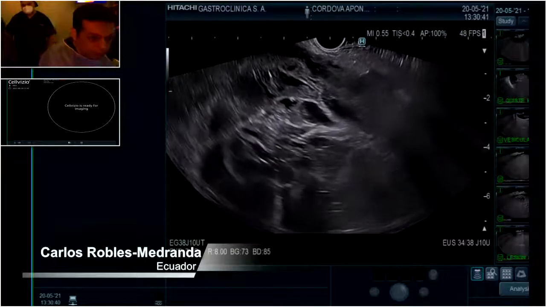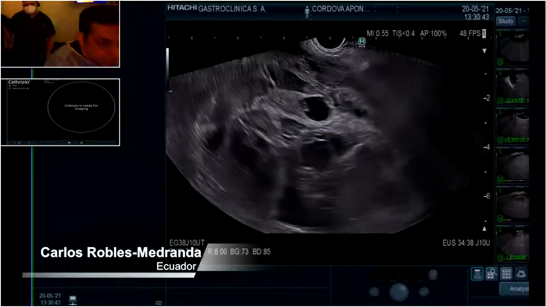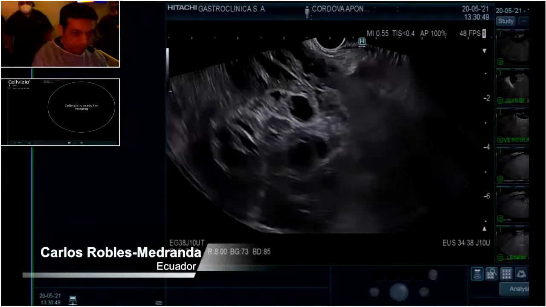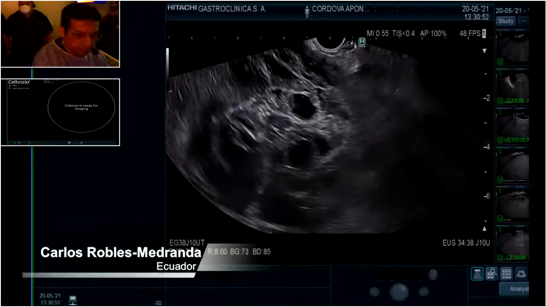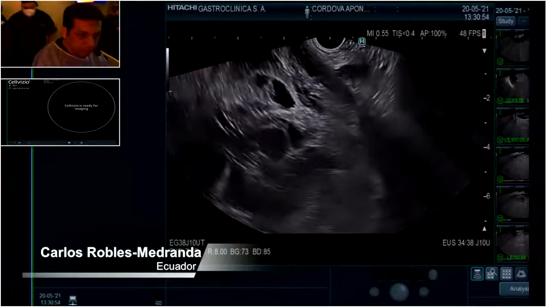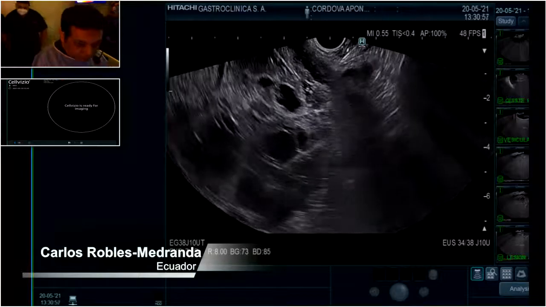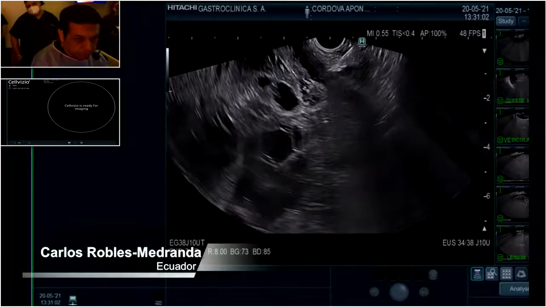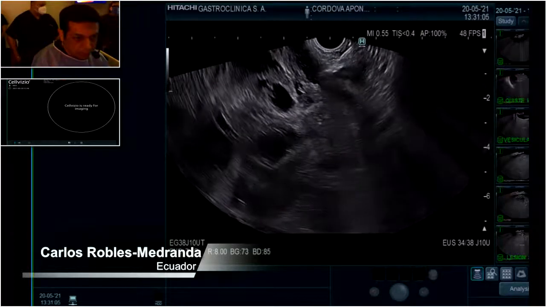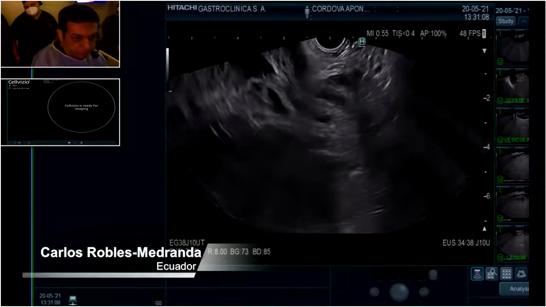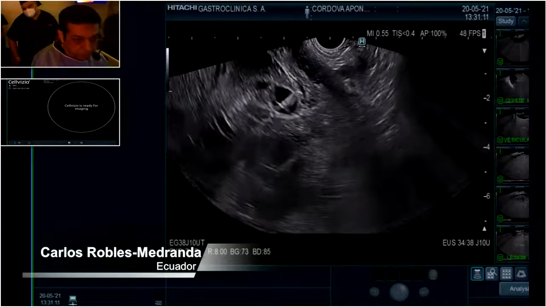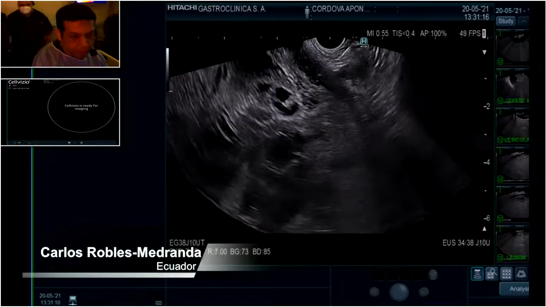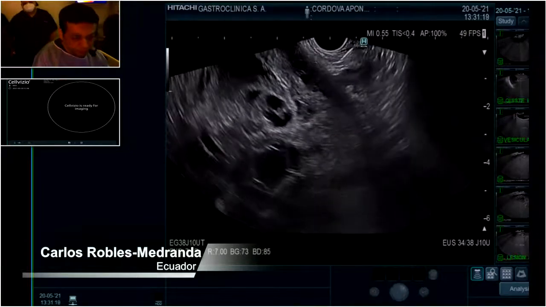So I am using a Pentax scope, J10 series, and my idea is to go inside one of these cysts. So you can go slowly. I am inside. You see? I am using a spec needle, 19-gauge needle. We need to use fluorescein also.